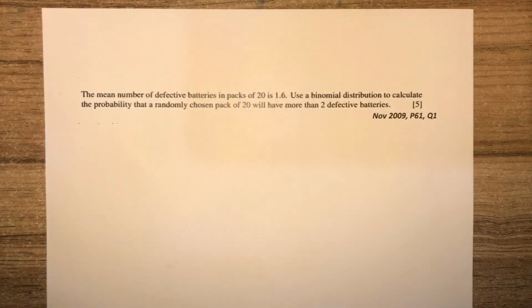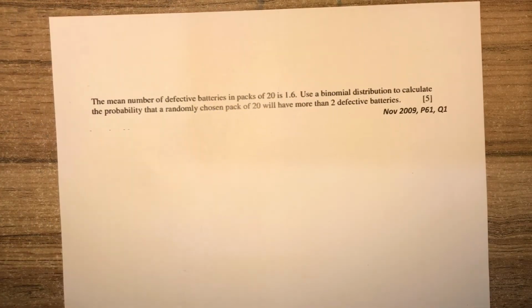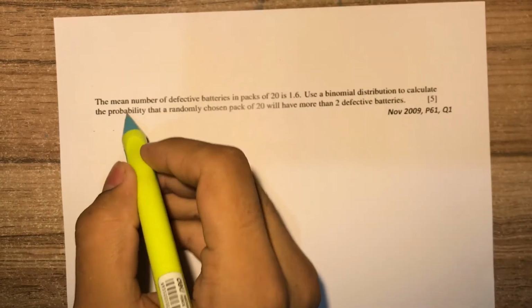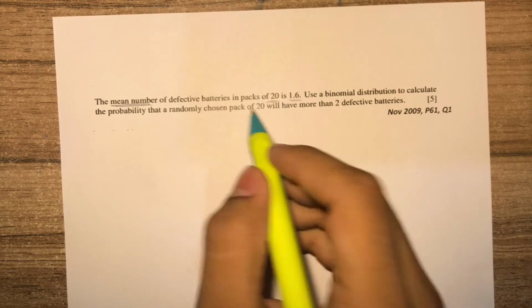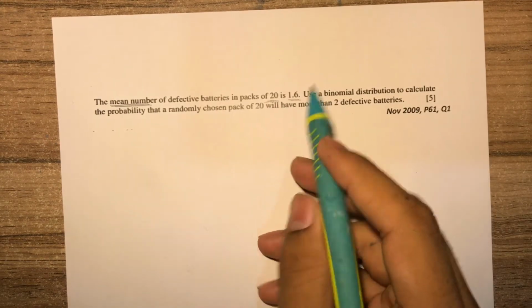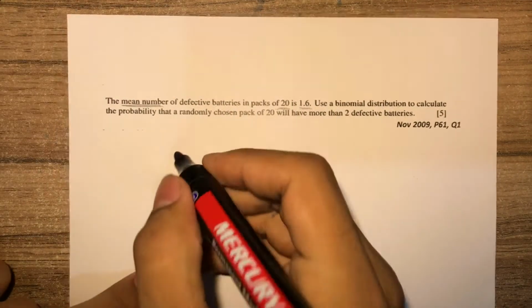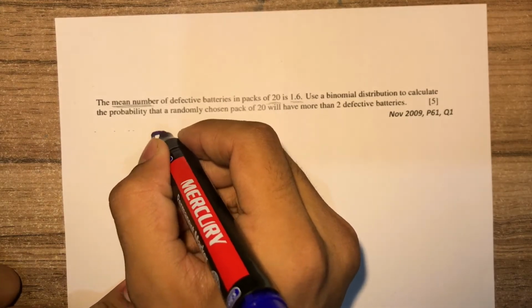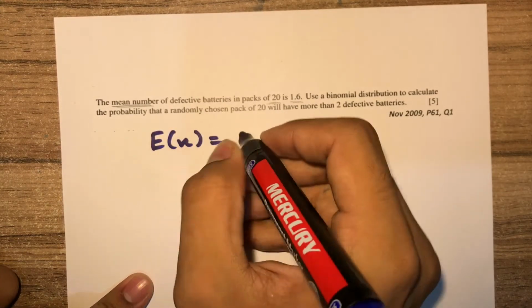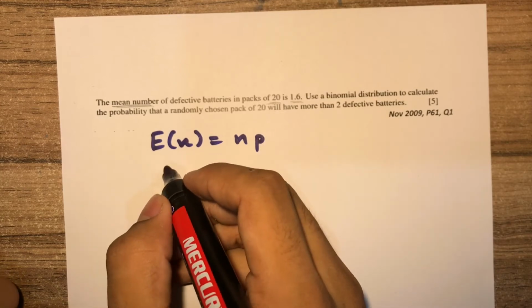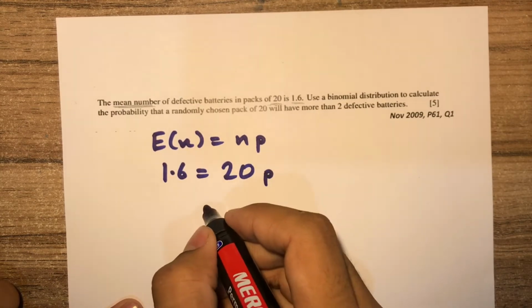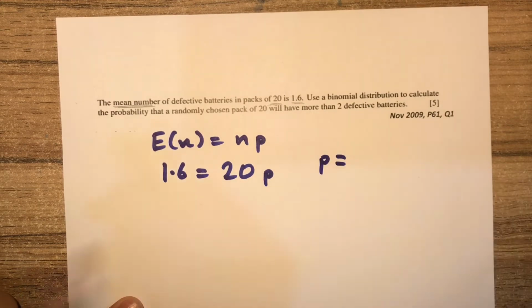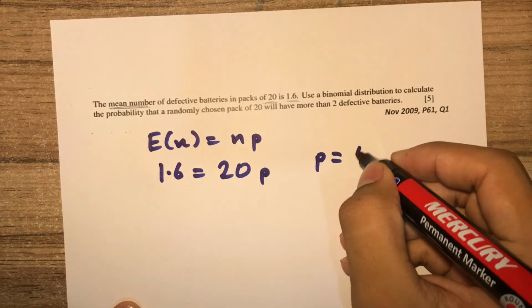The first question. In this question we have the mean that is given as 1.6 of 20 packs of batteries. So firstly, the mean is also called the expected value. For the expected value we had the formula np. Expected value is given as 1.6, n is 20 times p. So I can get p, p will be 0.08.